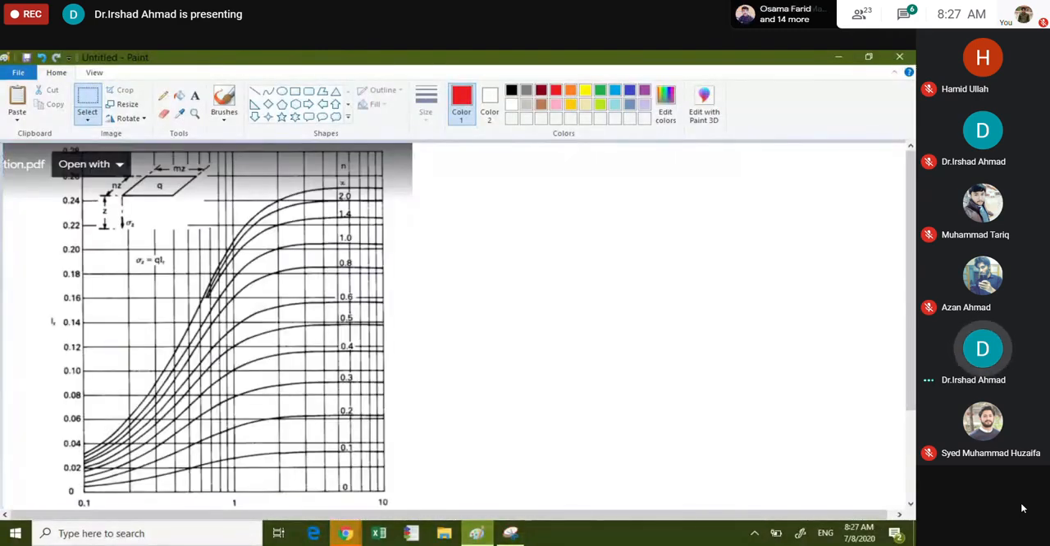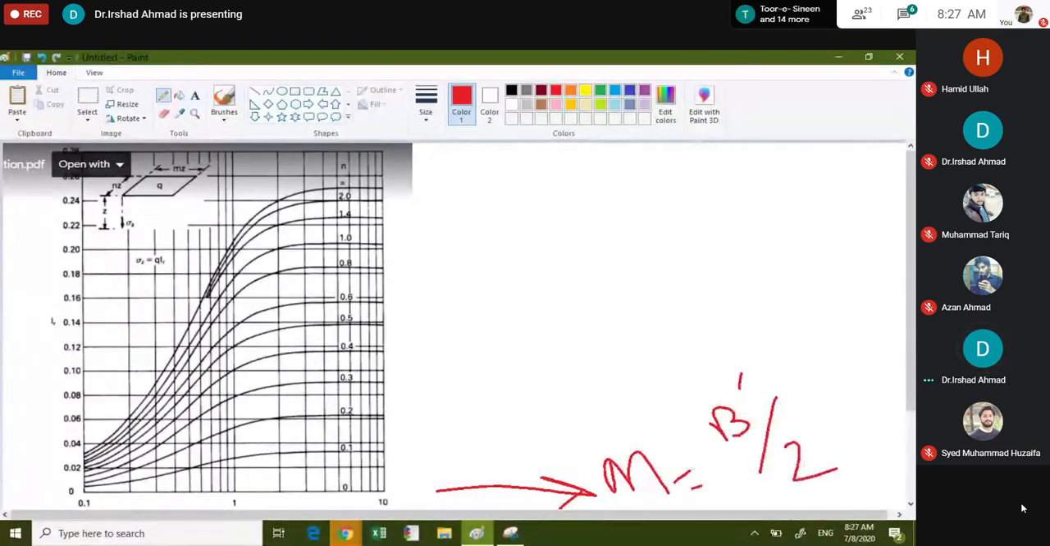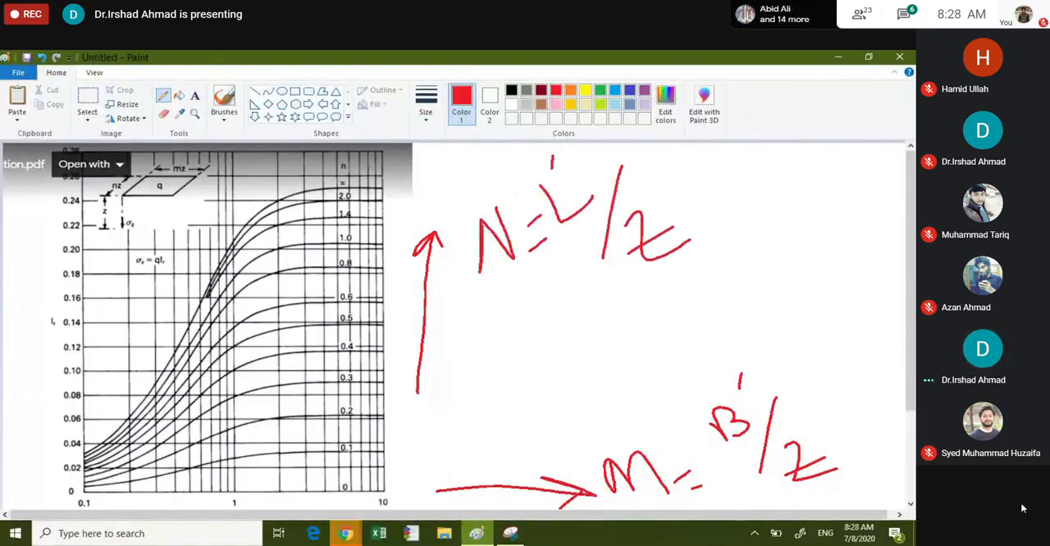Here is this graph. On the x-axis you have m, which is equal to B prime by Z, and on the y-axis you have n, which is equal to L prime by Z. So for example, your m is equal to 2 and your n is equal to 0.45.